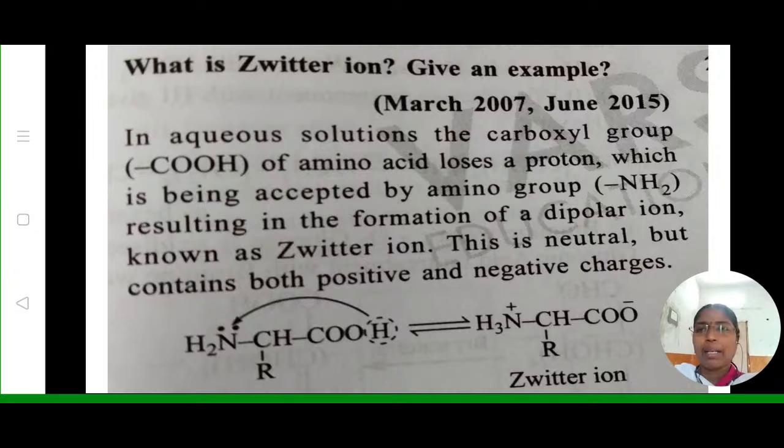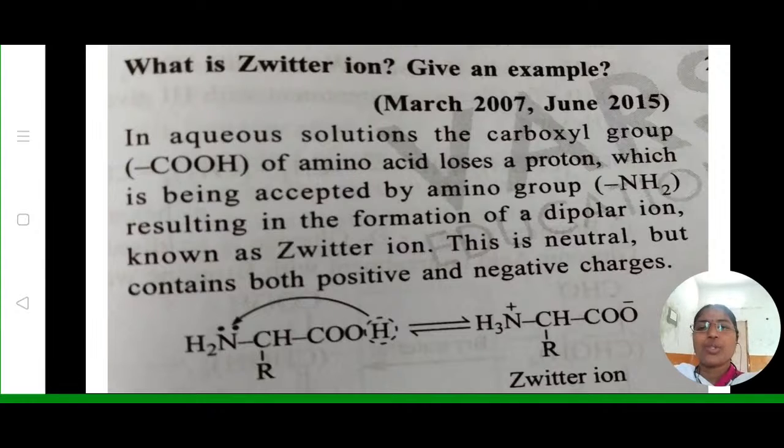Again, what is Zwitterion? Give an example. In aqueous solution, the carboxyl group COOH of the amino acid loses a proton, the hydrogen, which is accepted by the amine group, forming NH3+. That means a dipolar ion is formed. That dipolar ion is called Zwitterion.